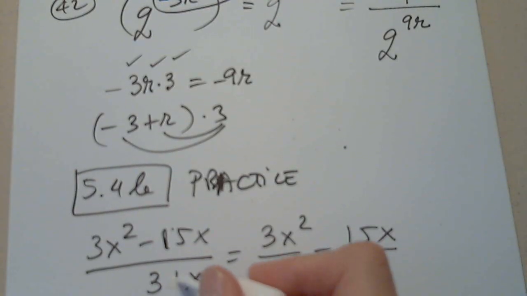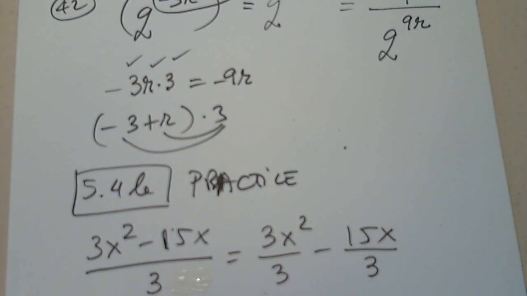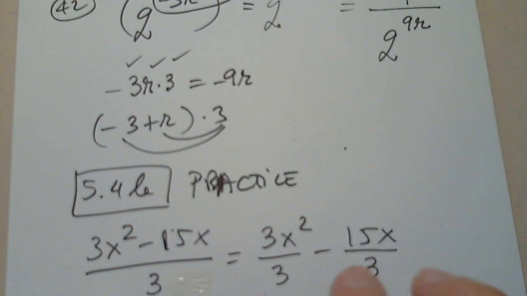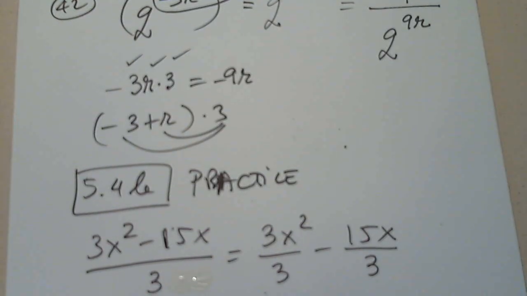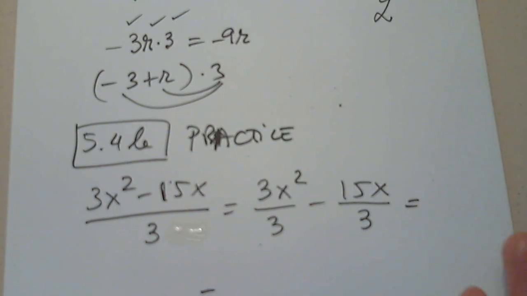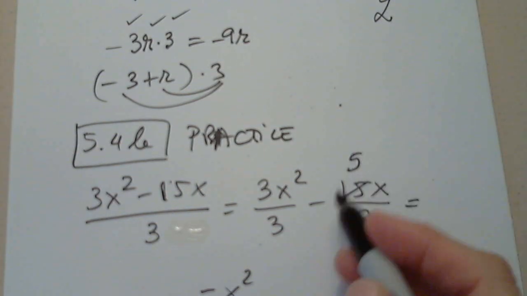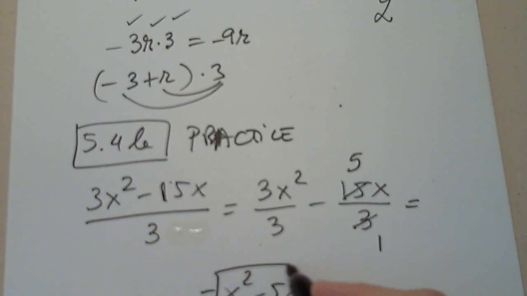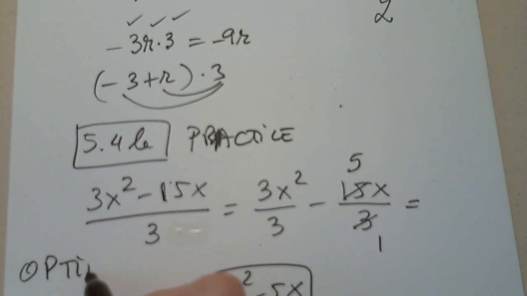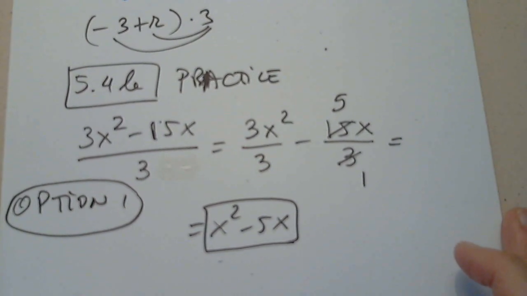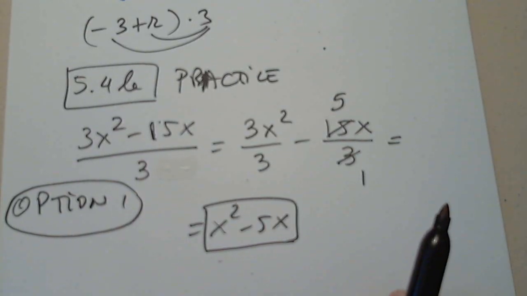So when the denominator has 1 term, I am allowed to separate the fraction. If there are 2 terms in the numerator, I have 2 fractions. If I have 3 terms in the numerator, I have 3 fractions, and so on and so forth. Now, I am allowed to simplify each fraction individually. 3 divided by 3 is 1, so I get x squared. 3 divided by 3 is 1. 15 divided by 3 is 5. So I finished the simplification. So this is option 1. Option 2 is slightly more sophisticated, and we will get to this.